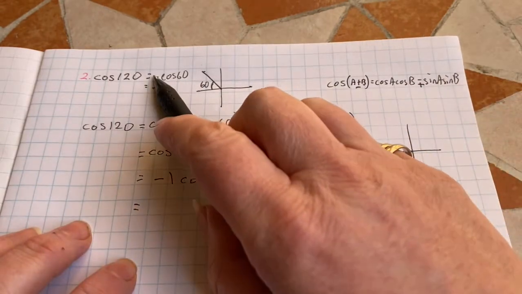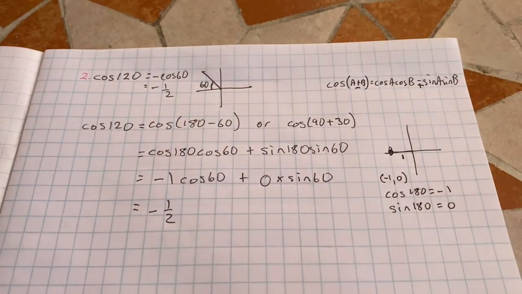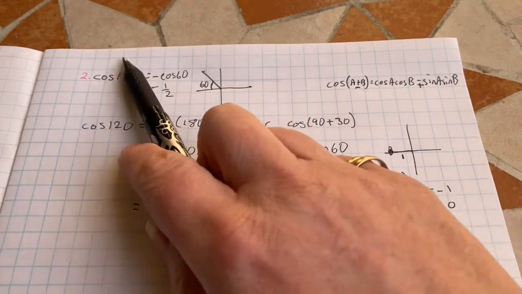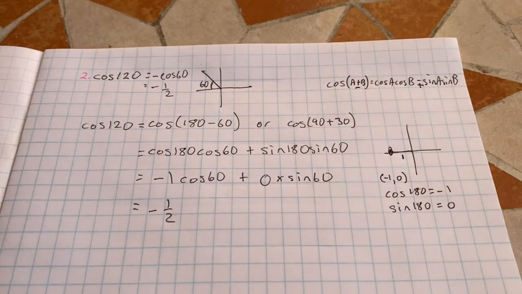And you can see that's exactly the same as what I wrote up here. And that is negative half. So it is an option. That's by far the easiest way, but I'm just showing you that it still works here as well.